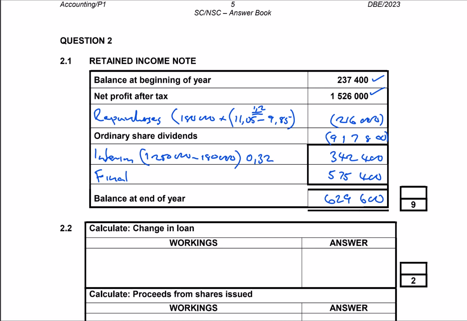This is how simple it is, because the only challenging part that you normally get with the retained income note is calculating repurchases, if there are repurchases. That's the only part that may be a challenge to most people. Then maybe calculating dividends as well, but mostly it's straightforward and you can easily calculate it. Right, okay, let's move to the next one.